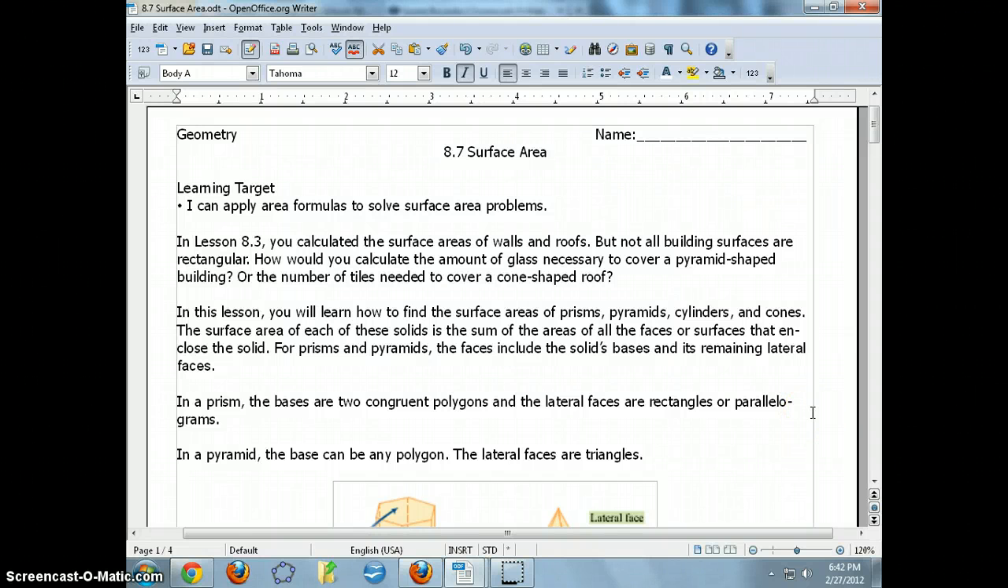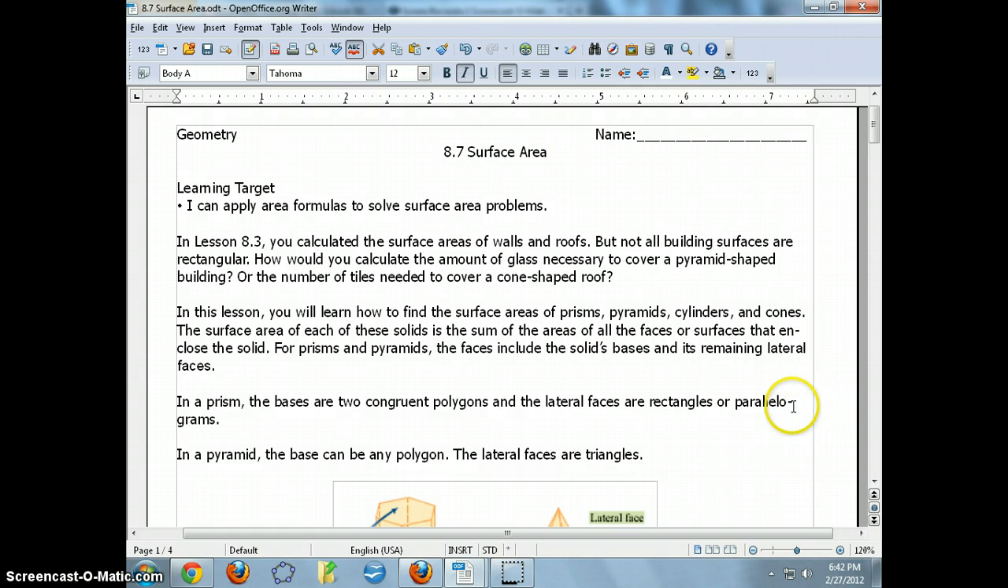I'm going to take you through Investigation 8.7, which is surface area. Previously, we've looked at just area of two-dimensional shapes like circles, regular polygons, triangles, parallelograms. But what if we were looking at three-dimensional figures? Today we're going to look at prisms, pyramids, cylinders, and cones. Some of those things you might be familiar with, others maybe not.